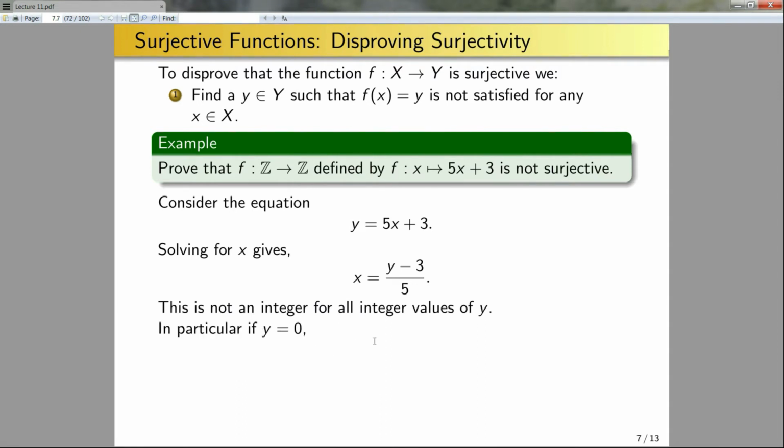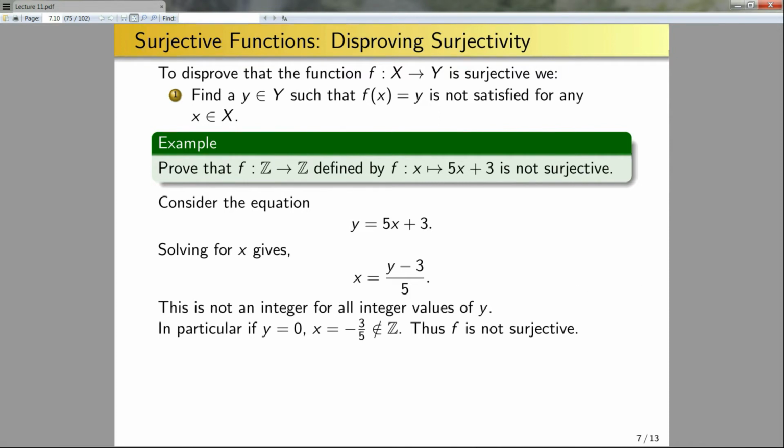So in the case where y is equal to 0, the only value of x that satisfies this equation is negative 3/5. So if you want to be super formal, you'd want to argue why there's a unique solution to this equation, but we're just taking that as a given for this course. So for this value of y, the only solution is this value of x. That value of x is not an integer. Therefore, f cannot be surjective.